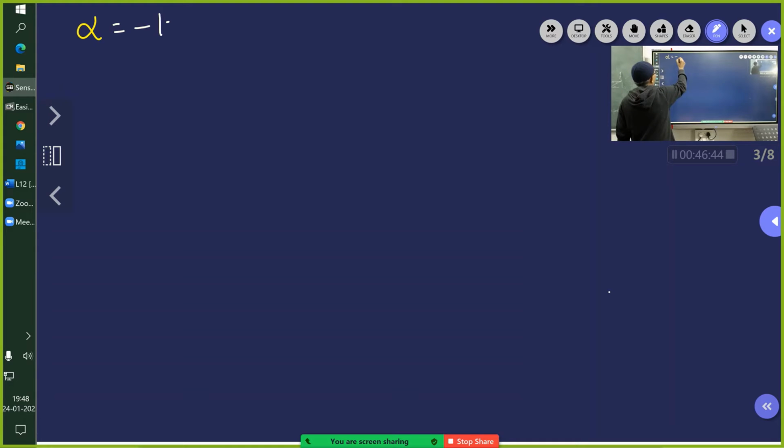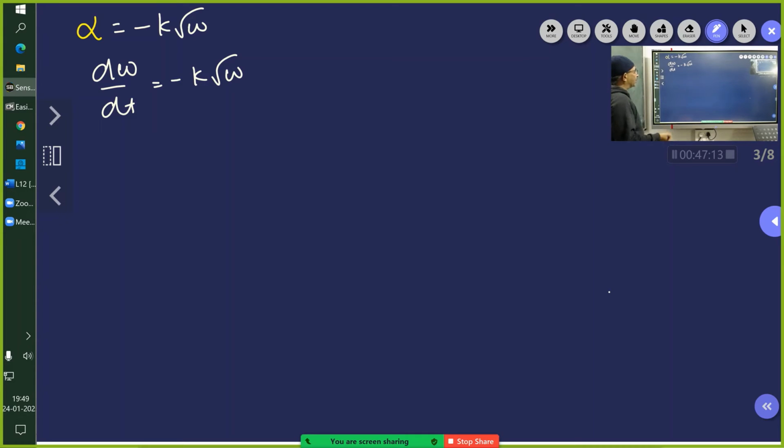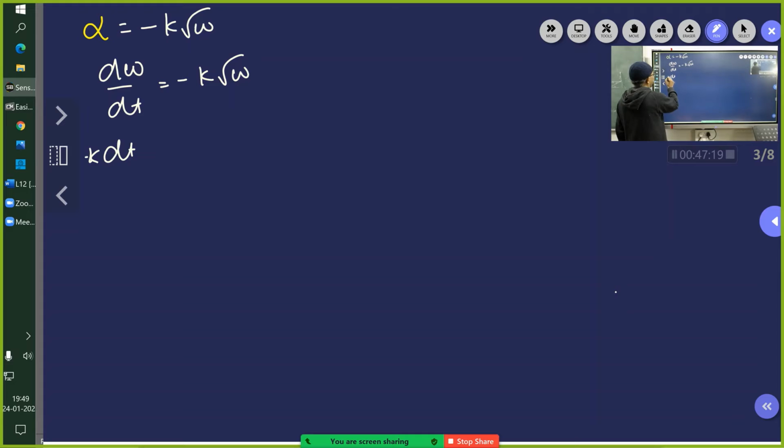So they have told us alpha is equal to minus k root omega. Now you see what abstractions you can get. Here they are asking for time, and see whether you can get an equation from this. My try would be: d omega by dt is itself alpha, and you get here minus k root omega. Directly we can get dt, so minus k dt will be equal to d omega by omega raised to half.